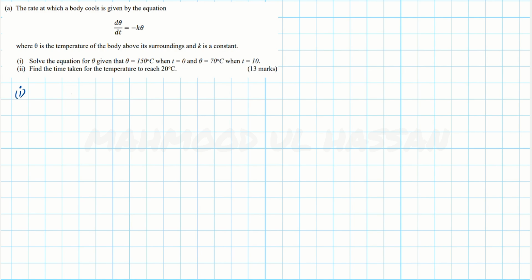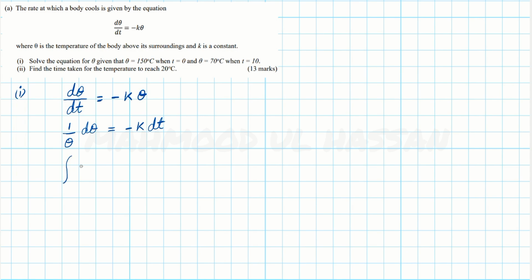So the given equation is d theta over dt equals minus k times theta. Now it's clearly a differential equation. So by separation of variables, we can solve this differential equation for theta. This can be written as 1 divided by theta times d theta equals negative k times dt, by the differentials rule. Now we are going to integrate each side.